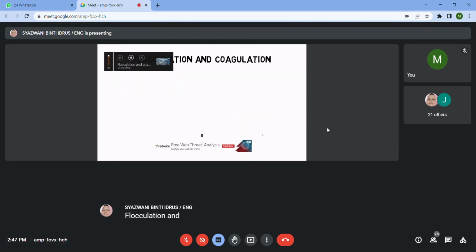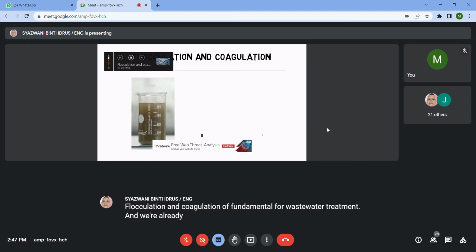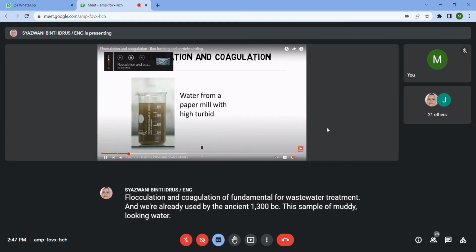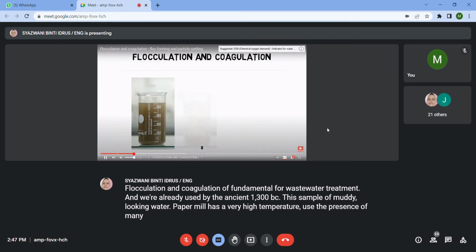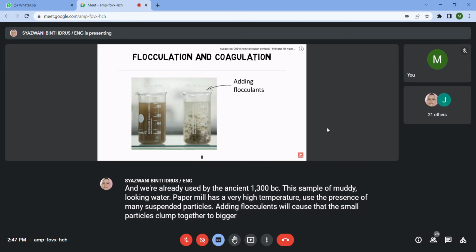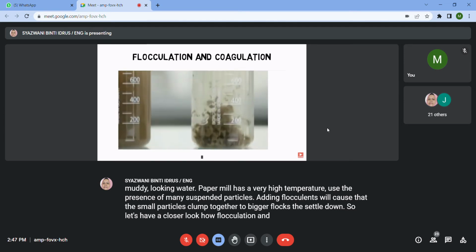Flocculation and coagulation are fundamental for wastewater treatment and were already used by the ancient Egyptians in 1300 BC. This sample of muddy-looking water from a paper mill has a very high turbidity due to the presence of many suspended particles. Adding flocculants will cause the small particles to clump together into bigger flocks that settle down. So let's have a closer look at how flocculation and coagulation work in detail.